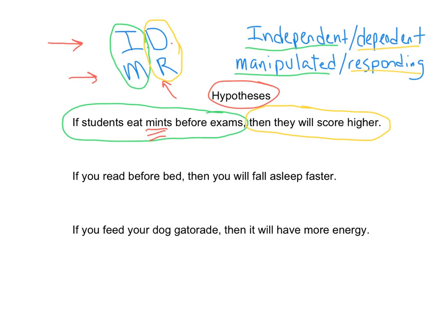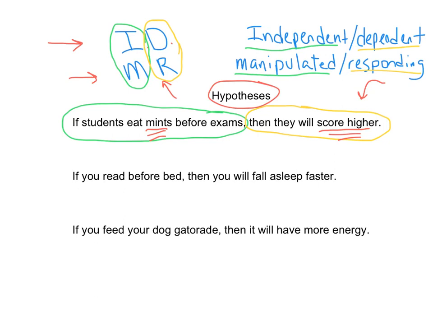Now, what are we actually measuring? What's the dependent or responding variable? We know it's going to be over here. Well, we're going to see how high they score. That's what we're going to measure. So mints is what we're testing. That's the independent or manipulated variable. How high the students score, that's the dependent or responding variable.